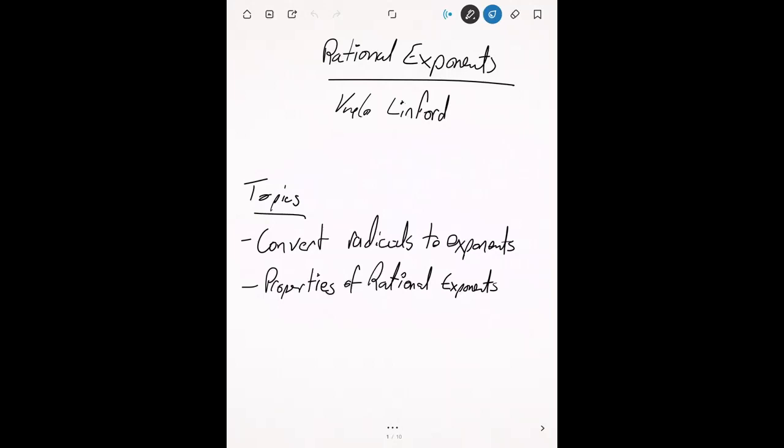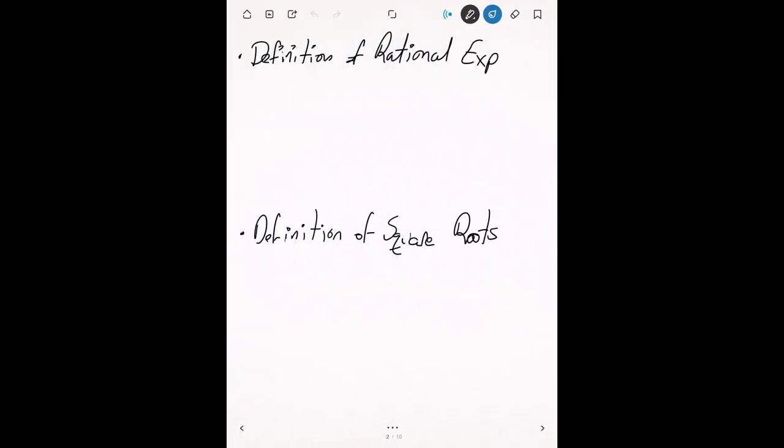Hey, it's Linford here, and we're going to be talking today about rational exponents. In particular, we're going to be talking about how to convert radicals to exponents, and then we're going to be talking about a couple different properties of rational exponents. Starting off, we've got to define what is a rational exponent.